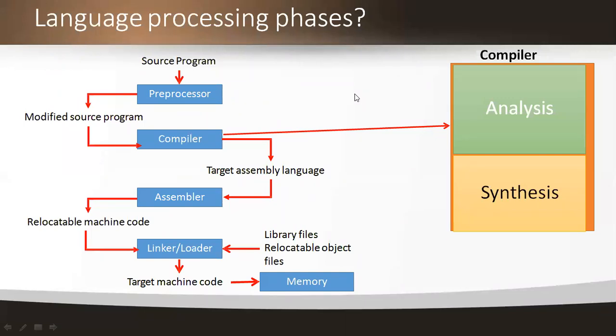A compiler can broadly be divided into two phases, or we can also call them two parts, based on the way they compile. What are the two parts? One is an analysis part and the other one is a synthesis part. Here we have a structure for that. The first one is the analysis part, and the second one is the synthesis part.